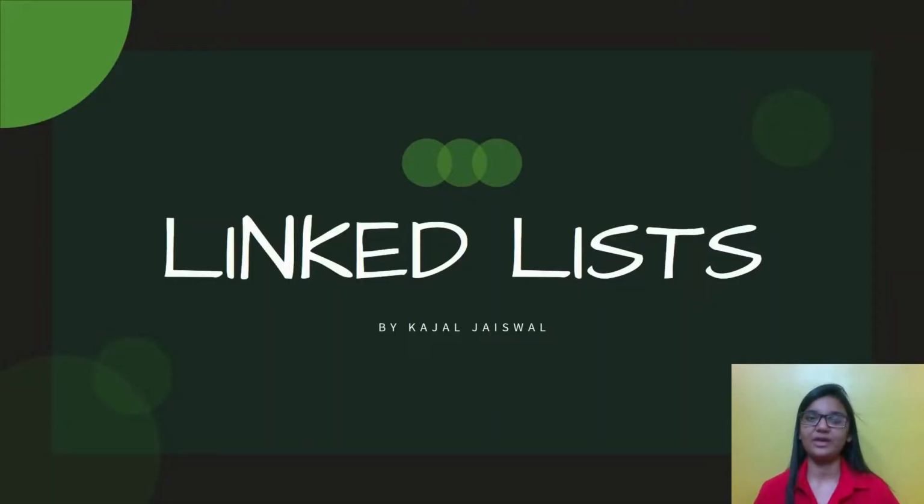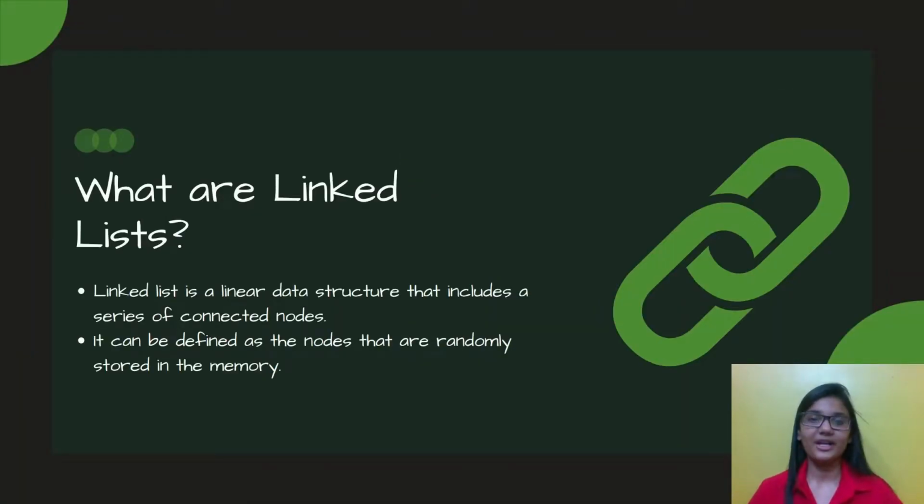Now, I'll be explaining about linked lists. Now, what are linked lists? Linked list is a linear data structure that includes a series of connected nodes. And unlike arrays, linked lists are not contiguous and they are randomly stored in the memory.